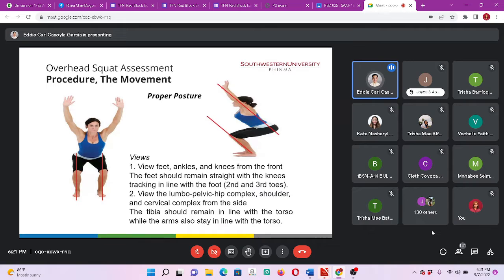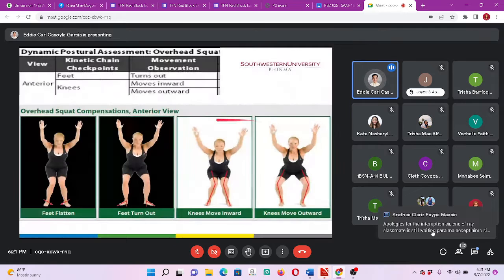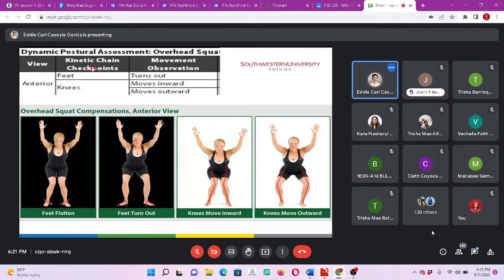If while doing this you see any muscle imbalance or distortion in your posture. Okay, so for example, in anterior view, kinetic checkpoints. Okay, feet and knees.